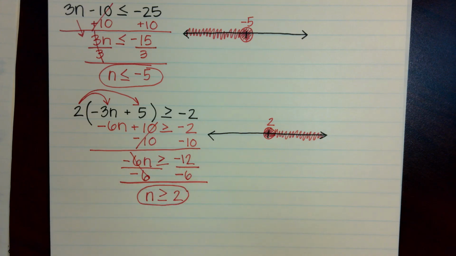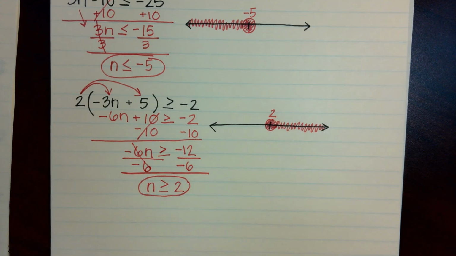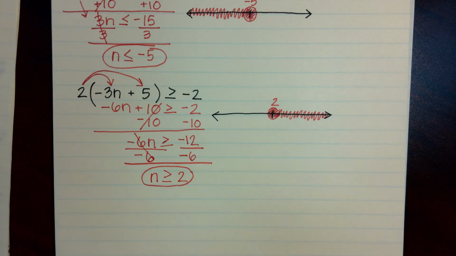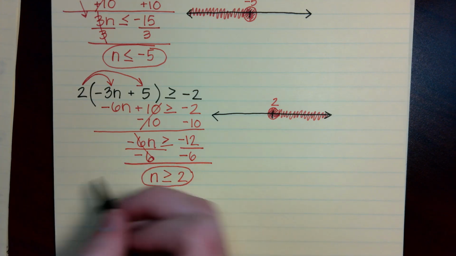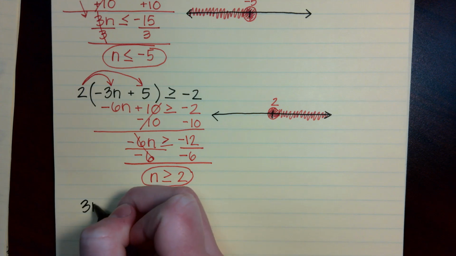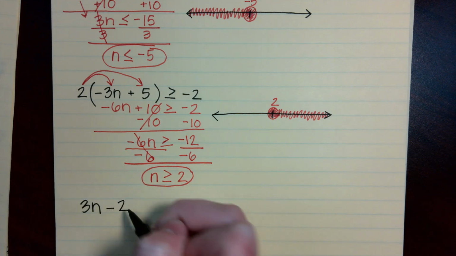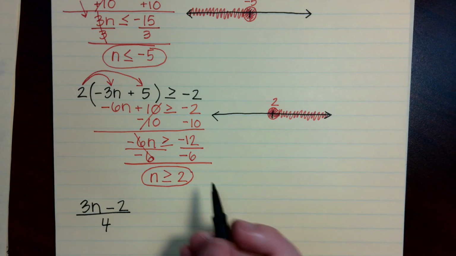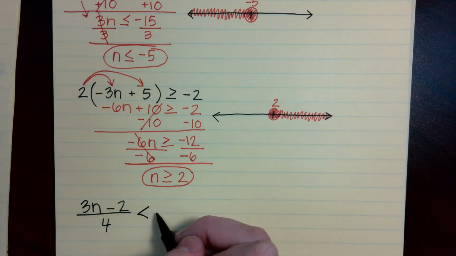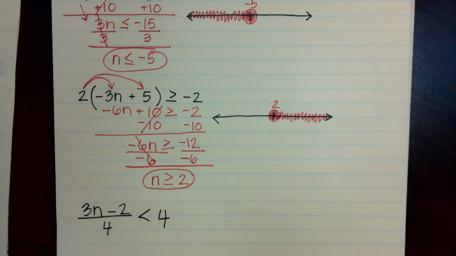Okay, I know we're going quick. We're going to do one more. This is just the review part. That's why we're going a little speedy with it. We're going to slow down here in just a second whenever we start our next new thing. Let's say I have 3 times n minus 2, all of that divided by 4 is less than 4.